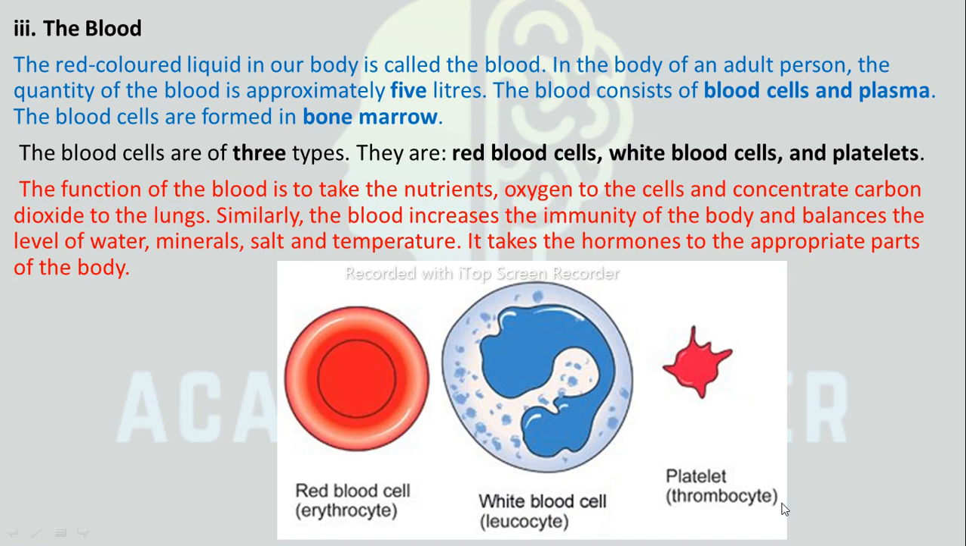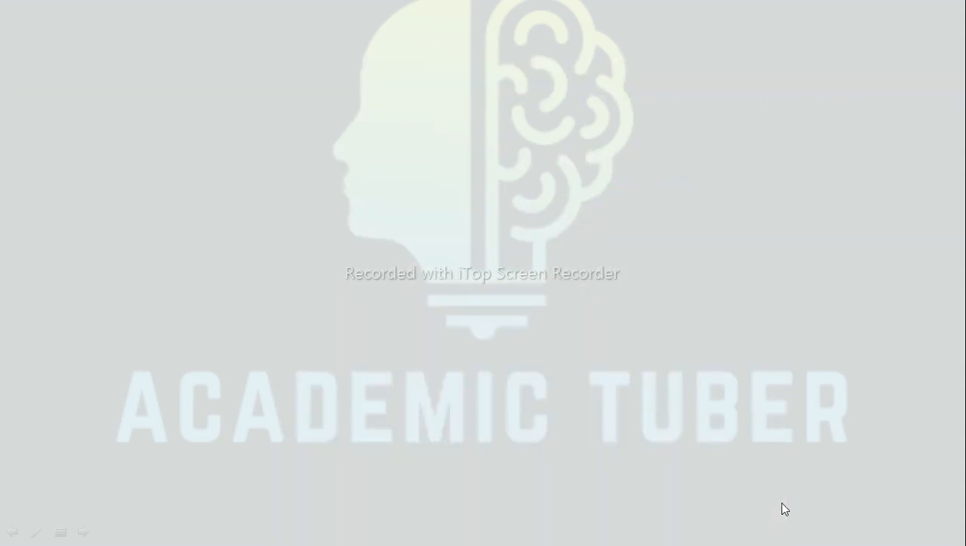The function of blood is to take the nutrients and oxygen to the cells and carry carbon dioxide to the lungs. Similarly, the blood increases the immunity of the body and balances the level of water, minerals, salt, and temperature. It takes the hormones to the appropriate parts of the body. Working mechanism of heart.